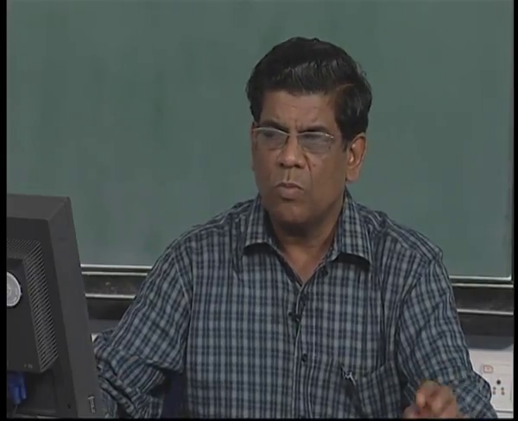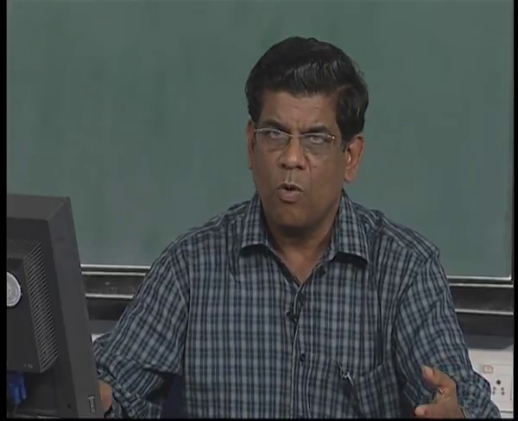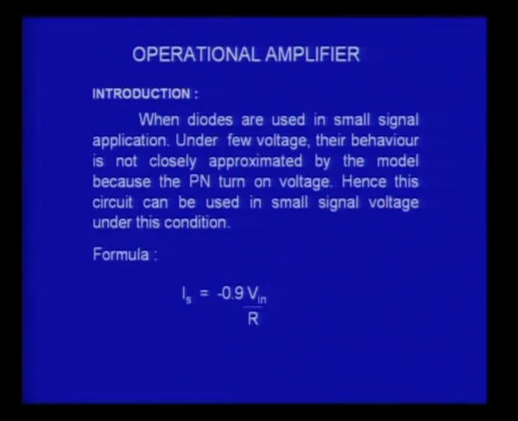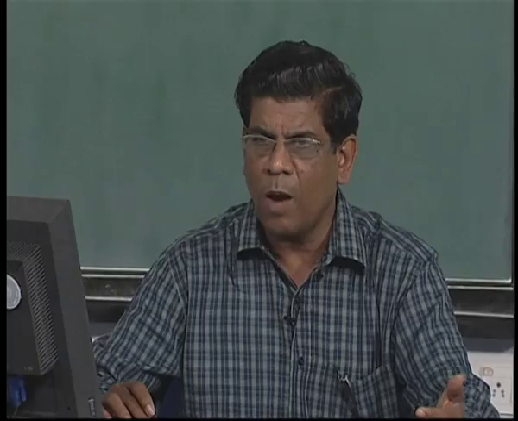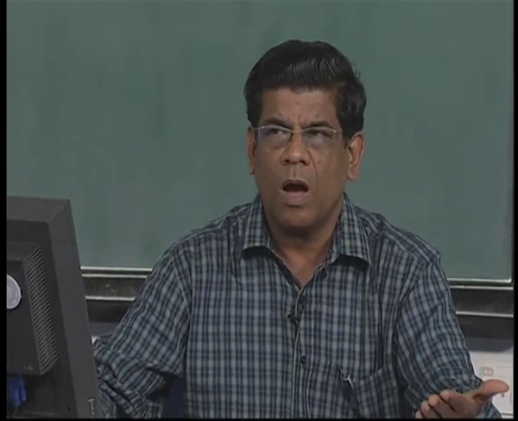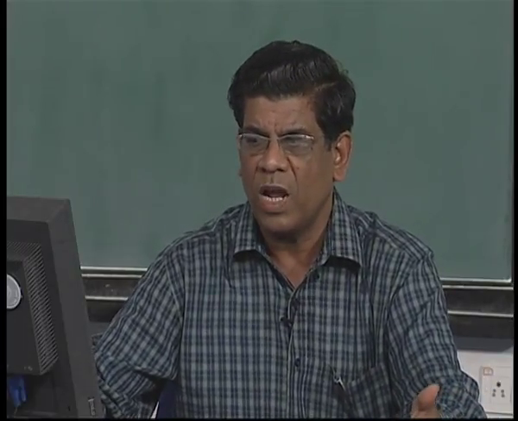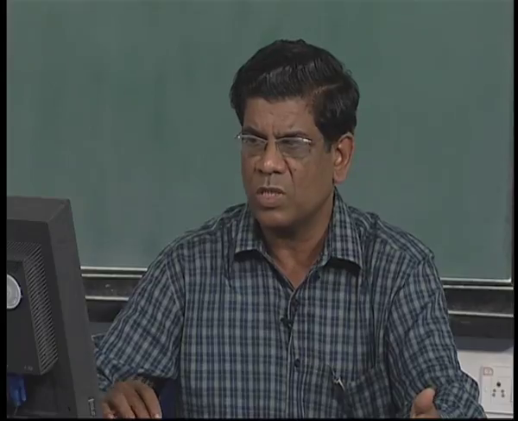I would like to give you one more application of the operational amplifier with reference to the diode, the absolute value circuit that we already discussed in one of the earlier lectures. That is to form an AC millivolt meter using an operational amplifier and a bridge configuration of the diodes. That is what I wanted to discuss today.